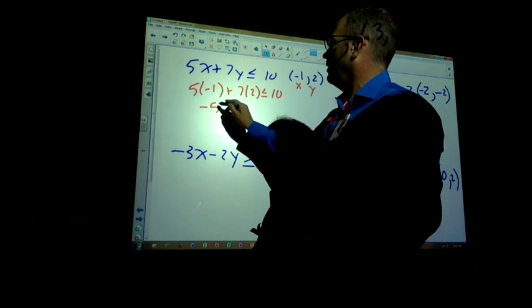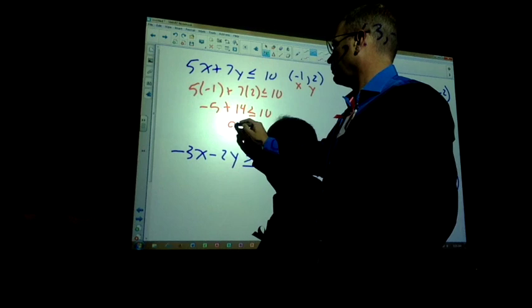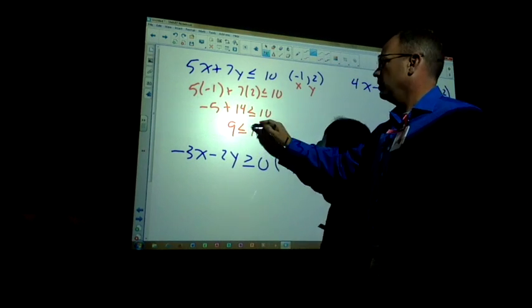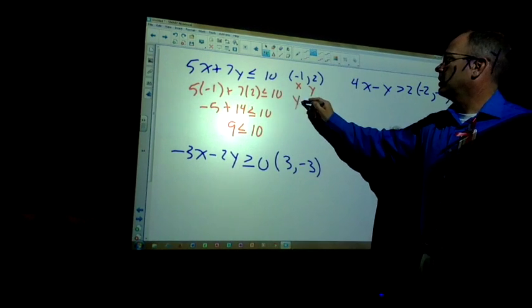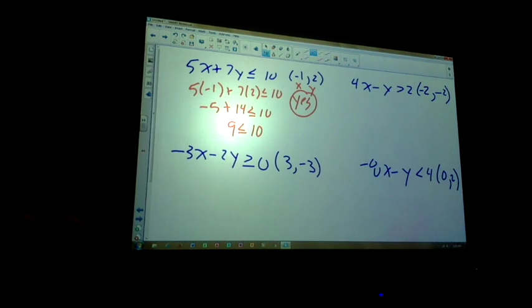So I get negative 5 plus 14. Is that less than 10? Is 9 less than 10? That's true. So yes, this is a solution. That's one of the solutions. There's an infinite amount of points that are the solution, and that happens to be one of them.